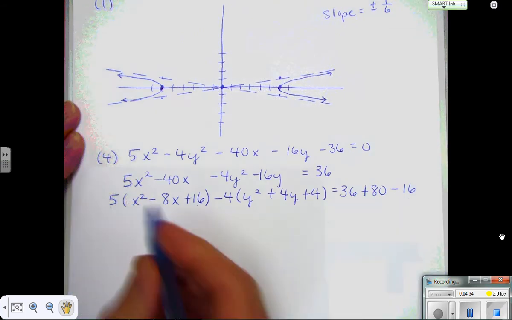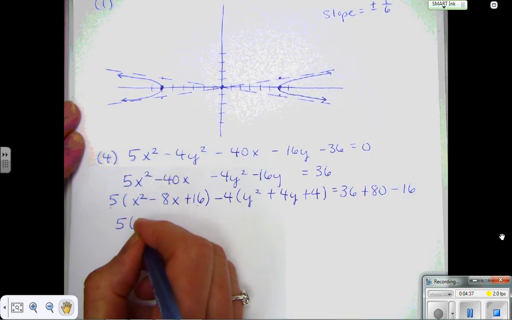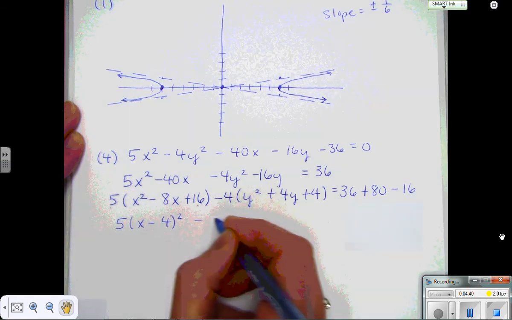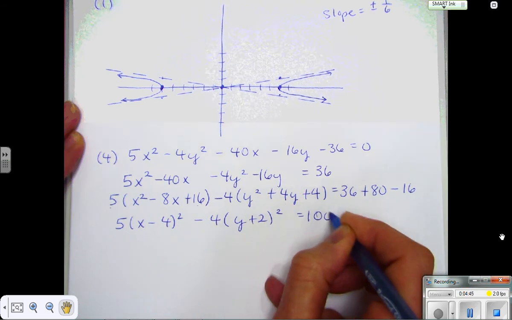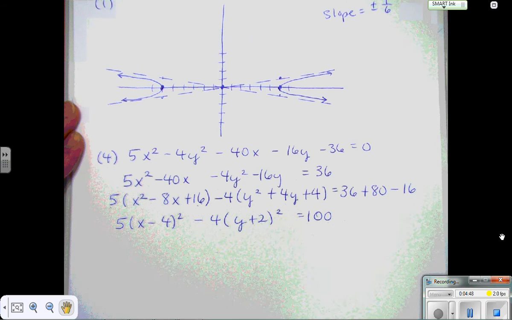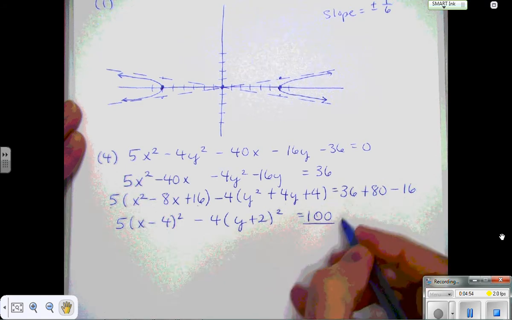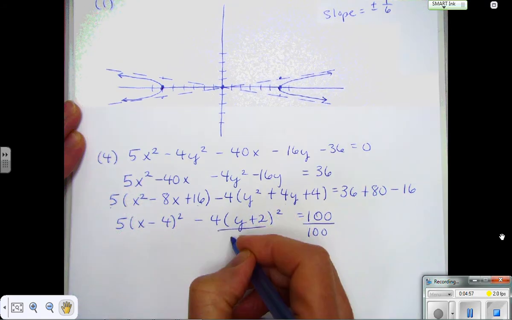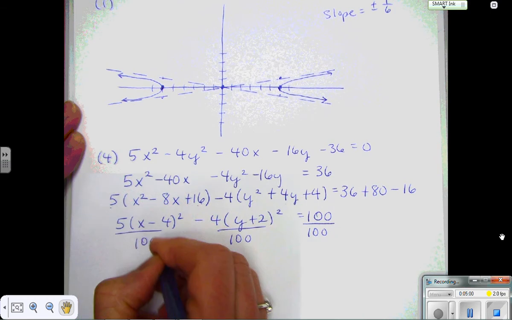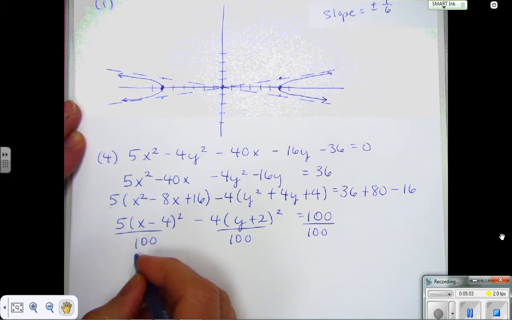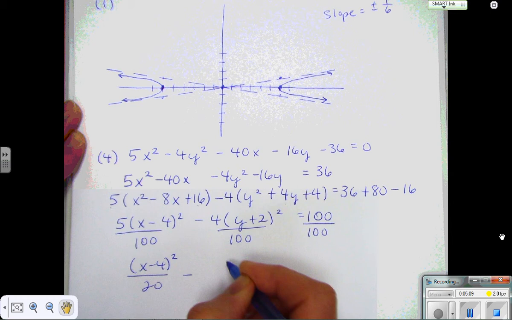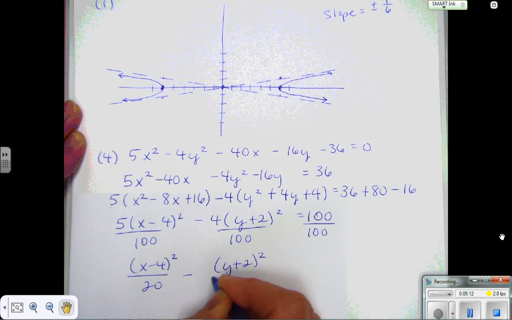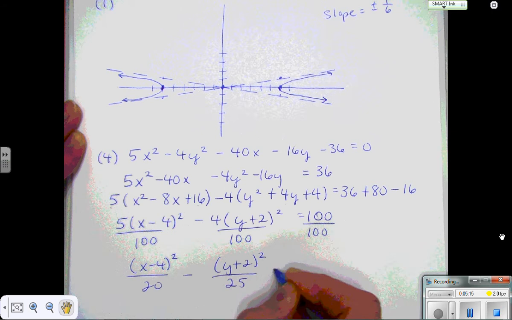All right, so now I'm ready to factor my trinomials. Add my constant values together. So I'm getting close to having it in standard form. The last thing I need to do is divide everything by that 100, so my equation will equal 1. And I want to simplify it. Okay, so I'm going to have (x minus 4) squared over 20 minus (y plus 2) squared over 25 equals 1.